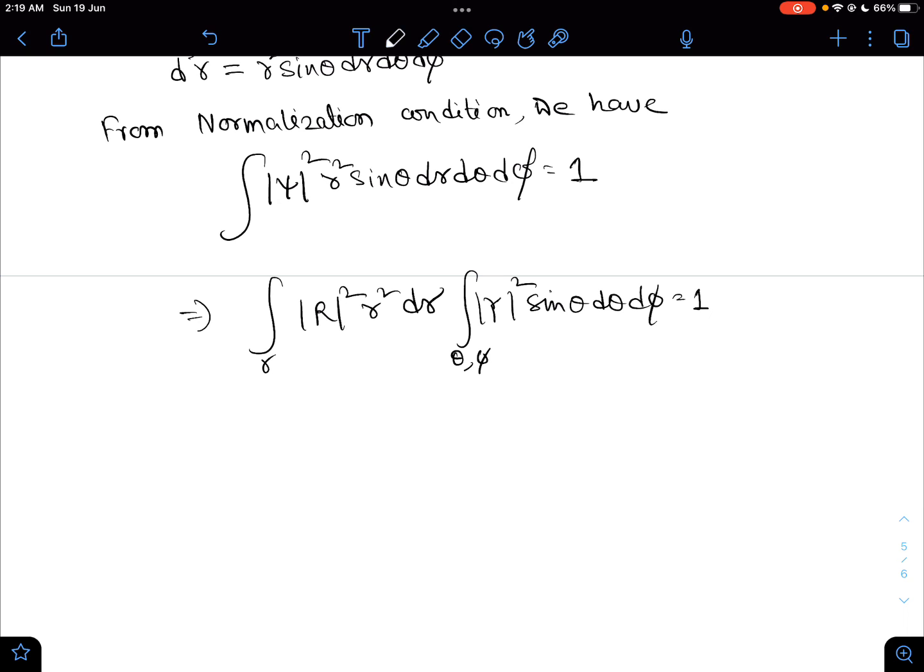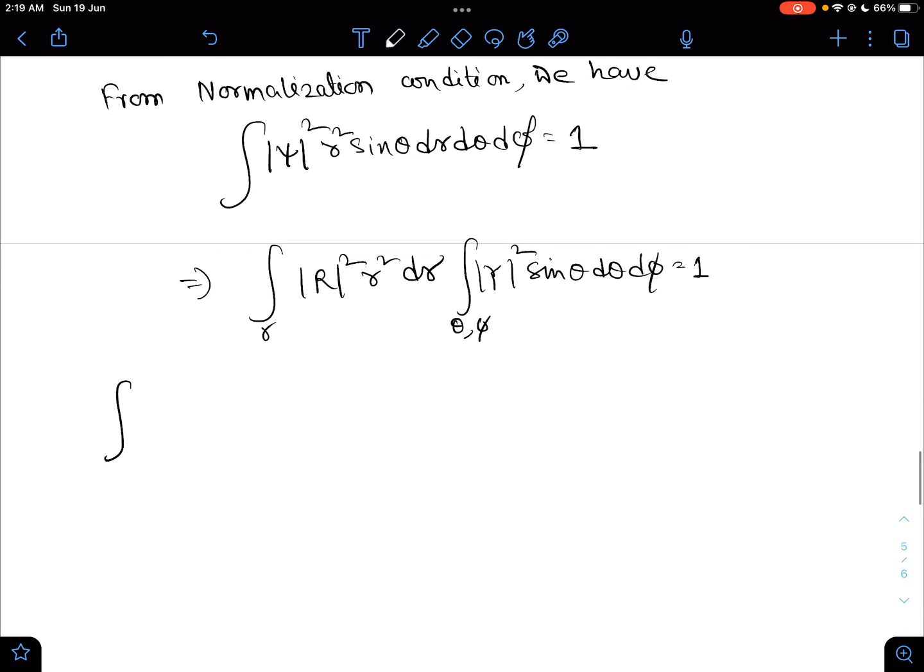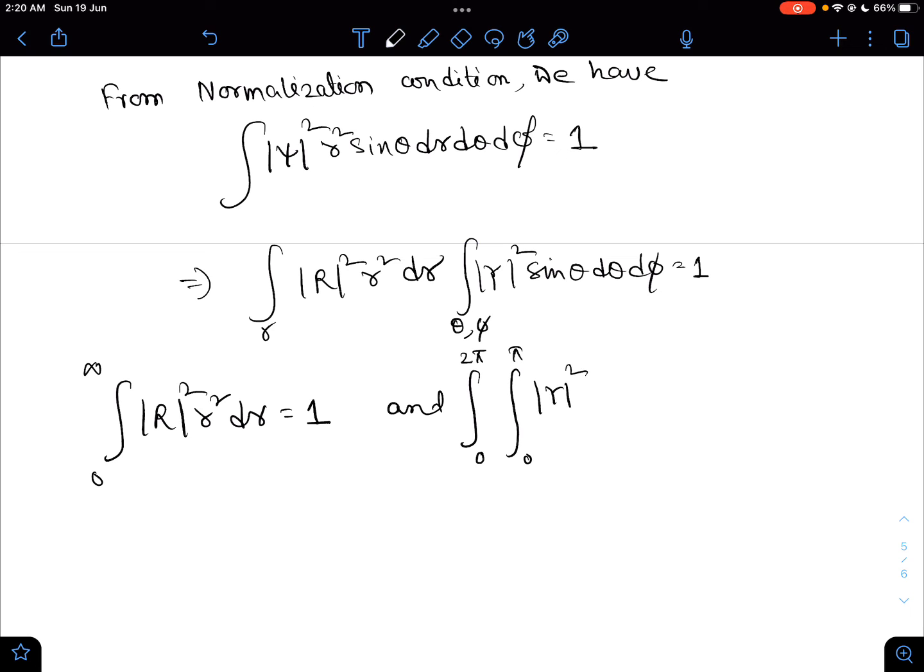So it is convenient to normalize this R and Y separately. So we have two normalization equations. One is the integral of R squared dr, which should be 1, and we have the theta integration. For phi the limit is from 0 to 2 pi, and theta limit is from 0 to pi, and here we have Y squared sine theta d theta d phi. So these two separately should be 1.